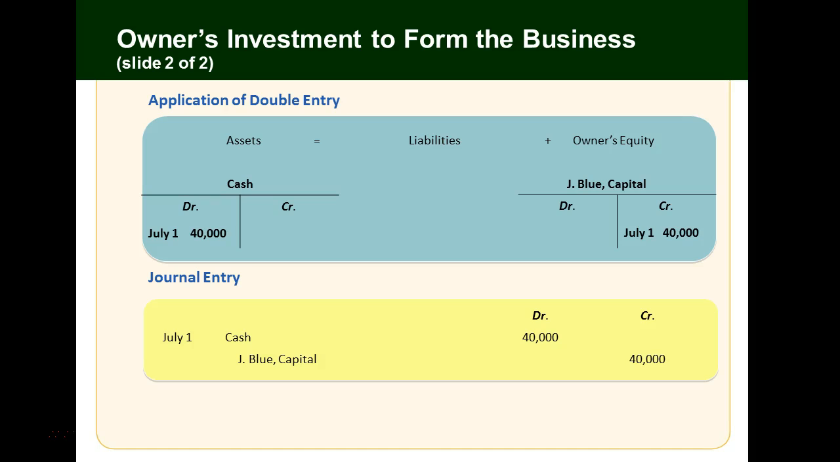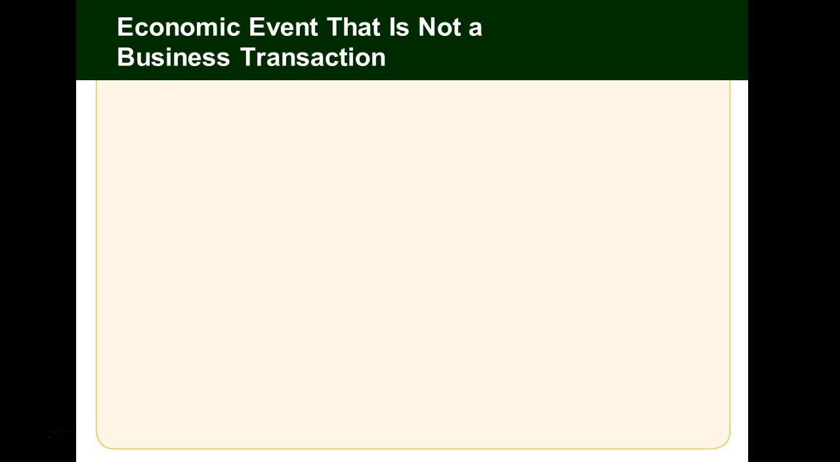So, recognition, classification, valuation. This journal entry shows, in analyzing that transaction, we're going to take that document of her check getting deposited into the J Blue account or the business. And from that check, we're going to analyze what happened here. So you see, the cash of $40,000, we posted that to our T account. And our equity of $40,000, we posted that to our T account.